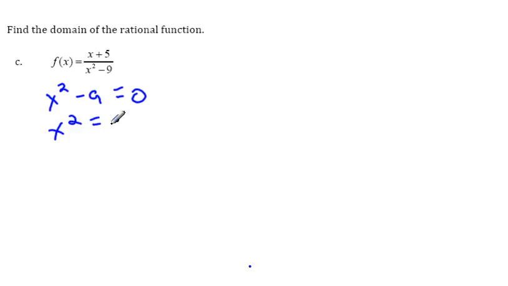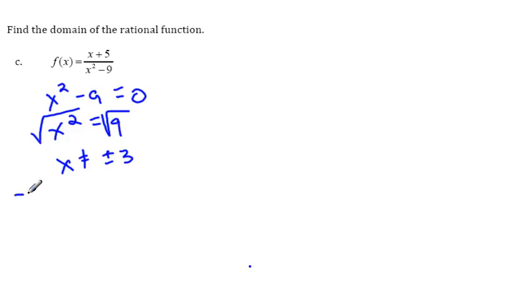That gives me x squared equals 9. Take the square root of each side. That gives me x equals plus or minus 3. So those are the things, again, that x cannot equal. If I put 3 in here, that gives me 3 squared is 9 minus 9 is 0. If I put negative 3 in here, negative 3 squared is 9 minus 9 is 0.